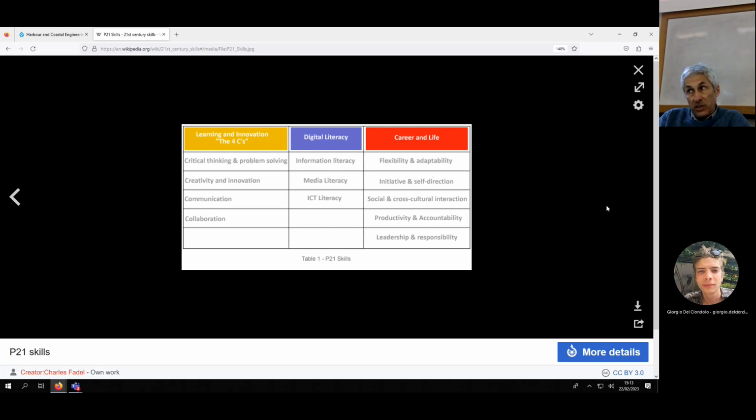And then there is digital literacy. Literacy means information, ability to delve into the digital libraries, and therefore literacy expertise about information, media, and ICT. ICT is information technology. And this is something that is becoming more and more important.